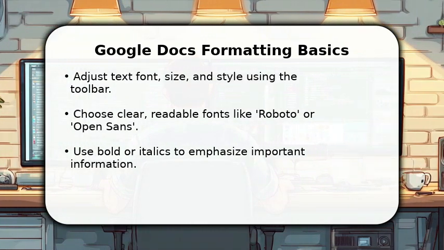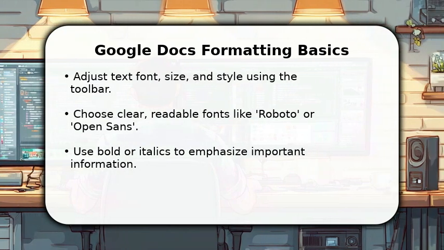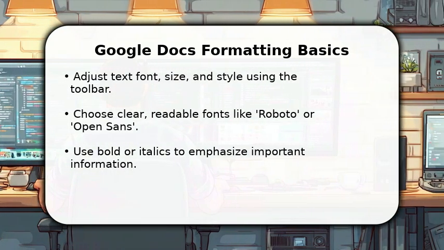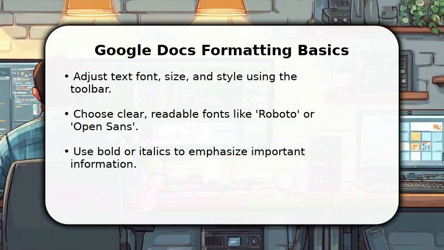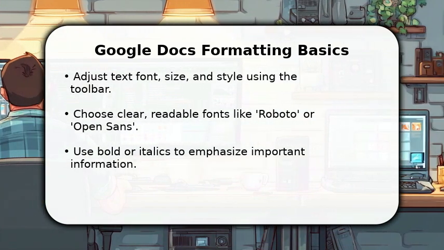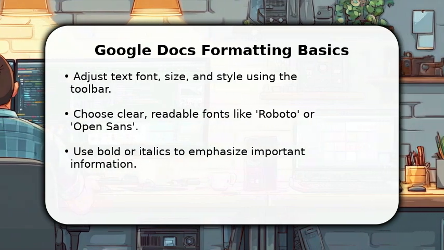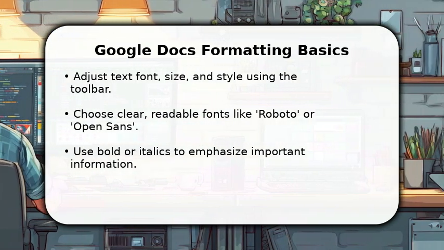For instance, choosing a clear font like Roboto or Open Sans at a size of 12 points generally improves readability. Experiment with bold or italics to highlight key information, ensuring your message stands out clearly to your audience.